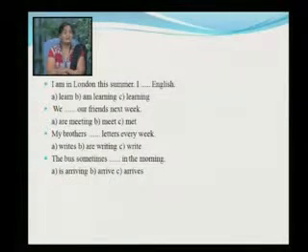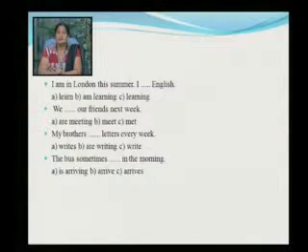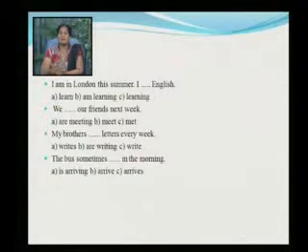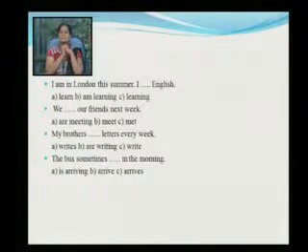Right? The next blank is: I am in London this summer. I am learning English. We dash our friends next week. We are meeting our friends next week. My brothers dash letters every week. My brothers are writing letters every week. The bus sometimes dash in the morning. The bus sometimes is arriving in the morning. Now there are a few activities like the bus is arriving, I'm writing letters, we are meeting friends. These activities are in the continuous form.